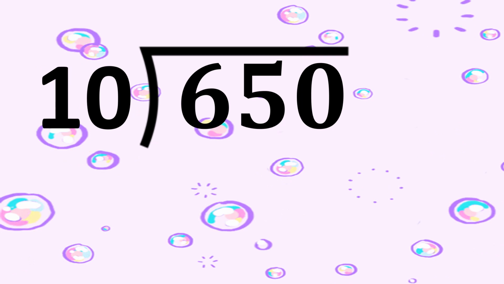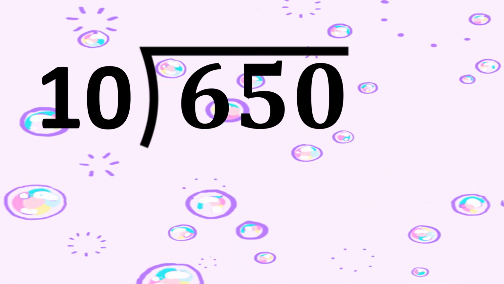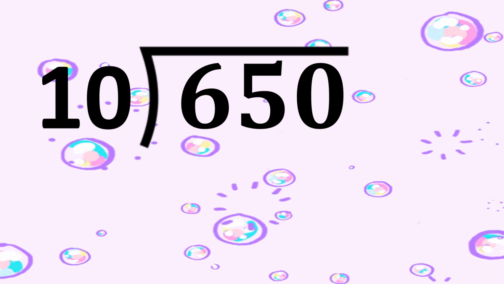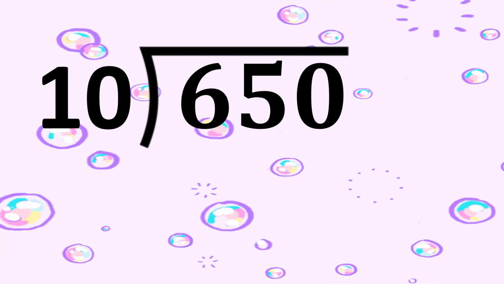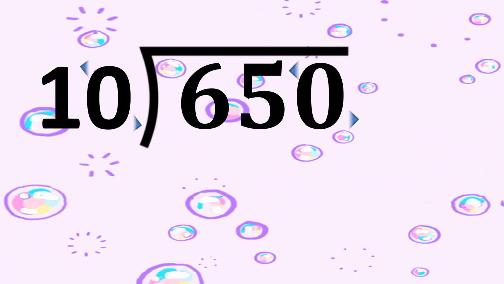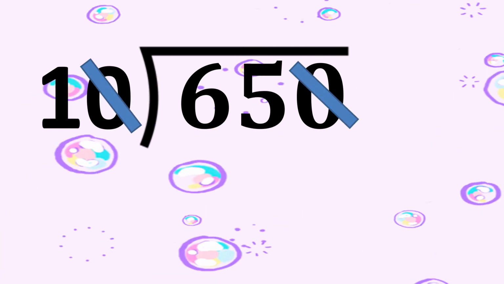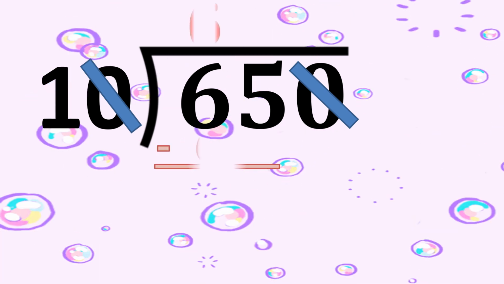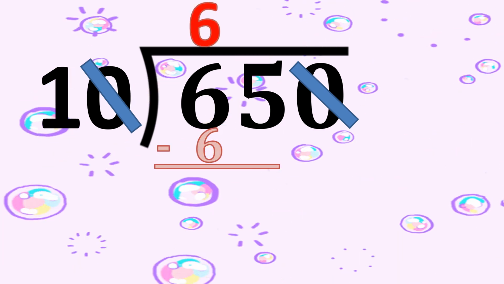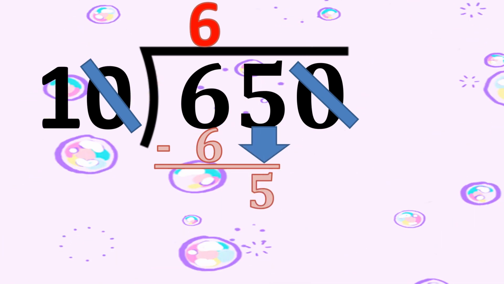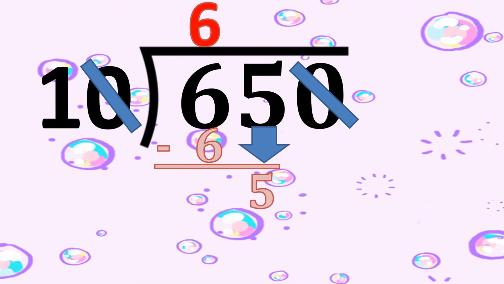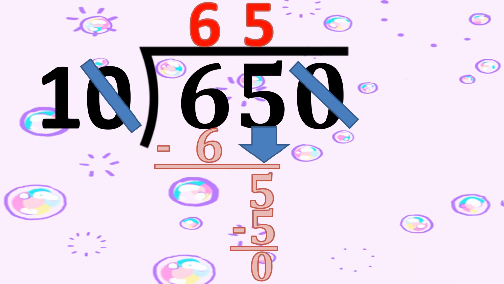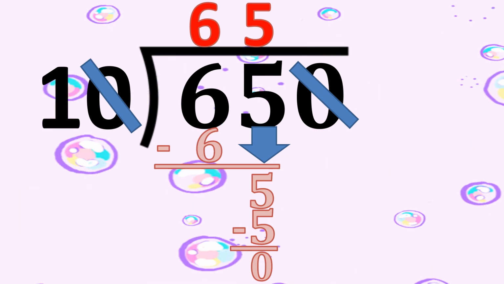Let's try another example. We have 650 divided by 10. So we have 1 zero in the divisor and we have 1 zero in the dividend. So we will remove this. By removing this, we have now 65 divided by 1. So 6 divided by 1 is 6. And bring down 5. 5 divided by 1 is 5. And our remainder now is 0. So the final answer now is 65.